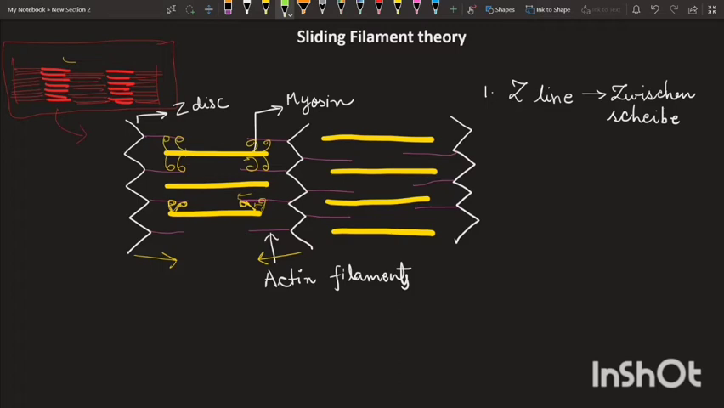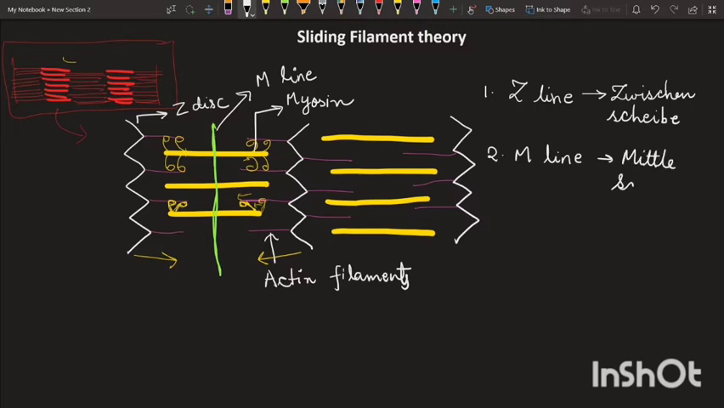Now these yellow things, which is the myosin, it is also not floating in the center, so it also requires a support which is given by the M line. So this is the M line. Now what is an M line? M stands for Mittelscheibe. Scheibe here means disc. This is a German word. Mittel means middle, because obviously it is in the middle, so this is known as Mittelscheibe.